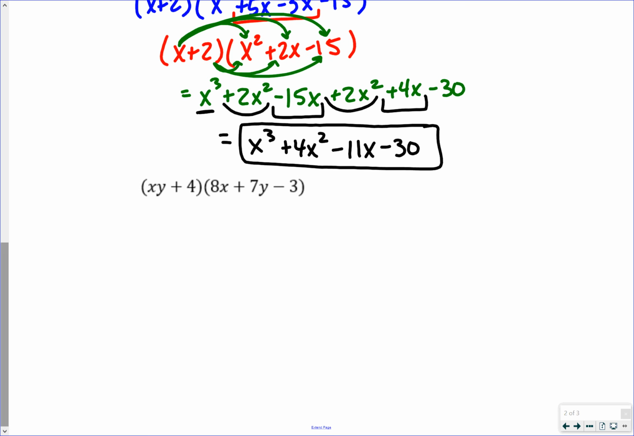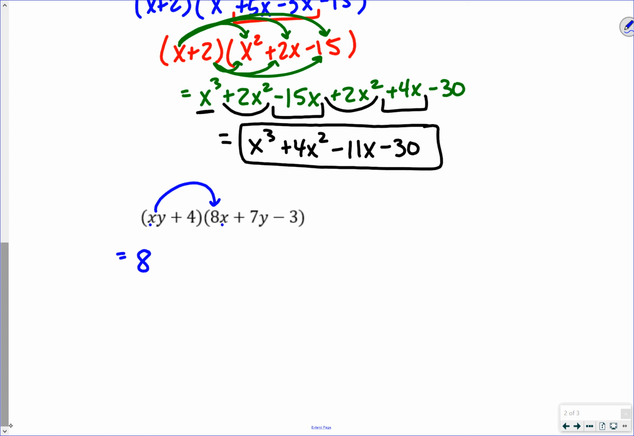We got one more, and this one has 2 different letters in it, but that is completely fine. Just treat them like normal. I have xy times 8x. So my 8 is going to stay 8. I have x times x, that becomes x squared, and then I just have y. Go to your next term. xy times 7y. 7 is going to stay 7. X is going to stay x. And then I have y times y, it's going to be y squared. And your last term, xy times negative 3 is just negative 3xy.